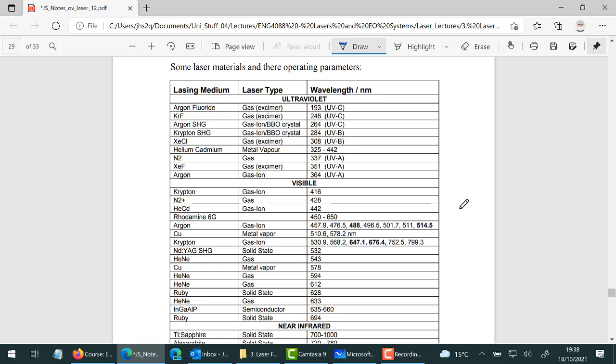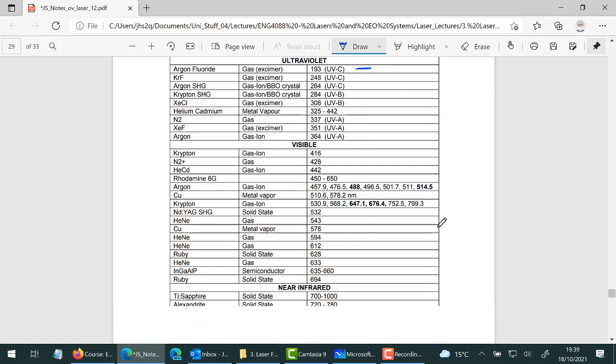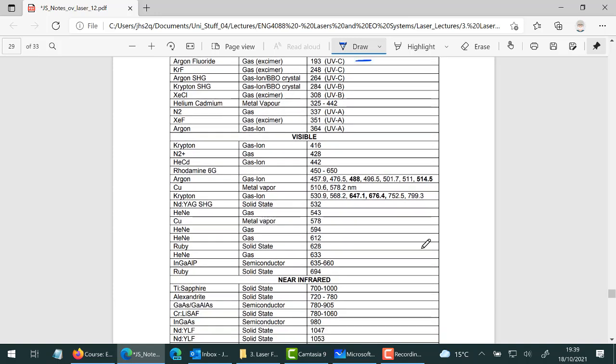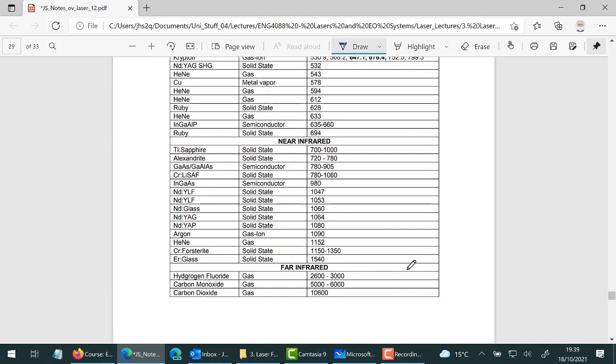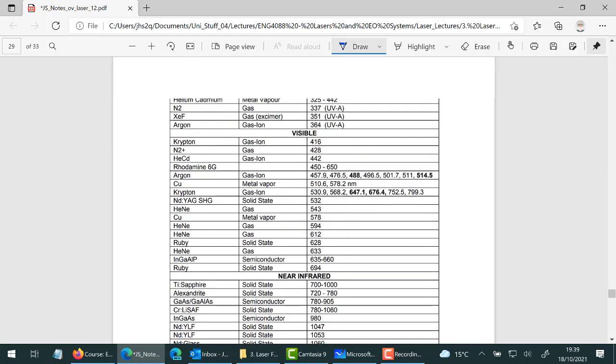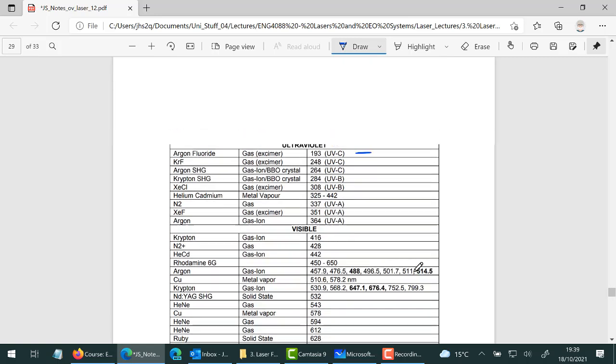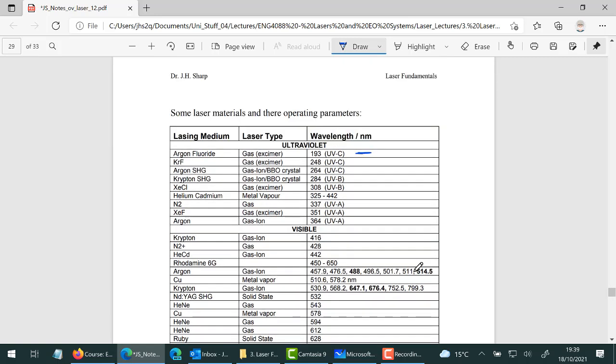So a table here, just to kind of go through them. You're not going to be expected to remember all these. It's just to show you the range from the ultraviolet right through to the far infrared. Further down to the carbon dioxide laser at 10 microns, and even beyond that to excimer lasers in the ultraviolet.